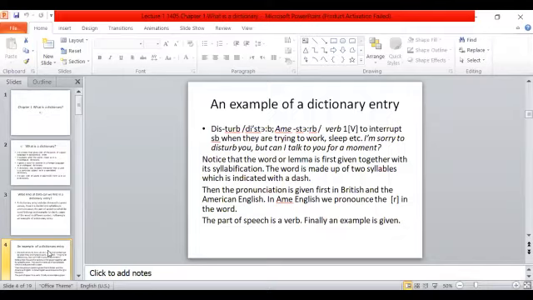Notice that the word or lemma is first given together with its syllabification. The word is made up of 2 syllables, which is indicated with a dash. Then the pronunciation is given first in British and then in American English. In American English, when the R occurs before a consonant, it is being pronounced. The part of speech is a verb. Finally, an example is given.